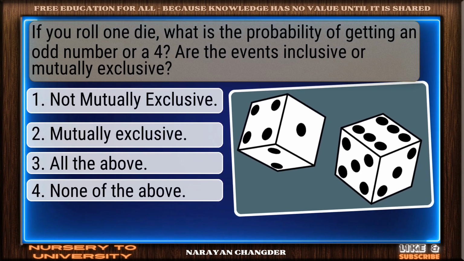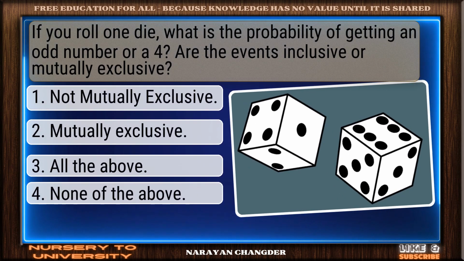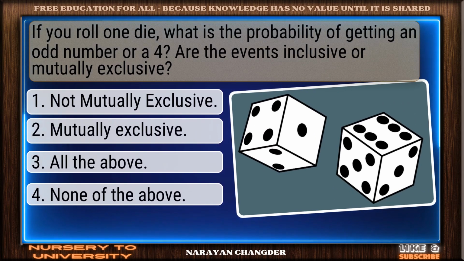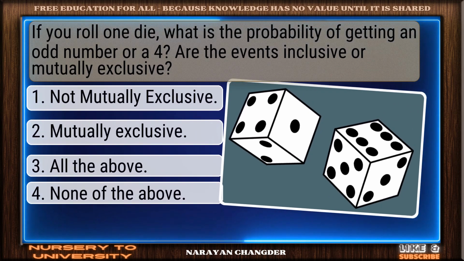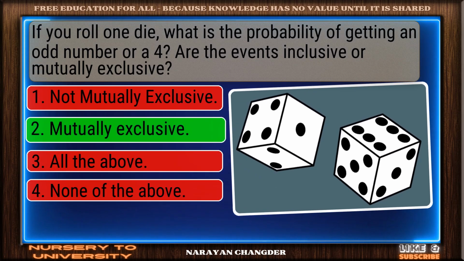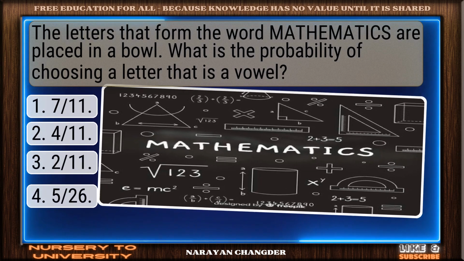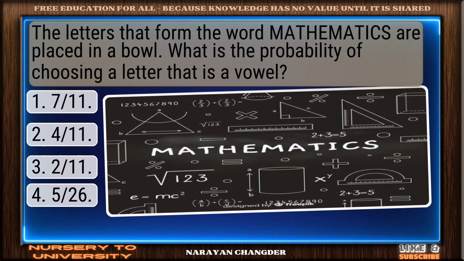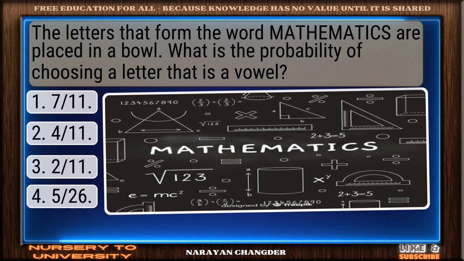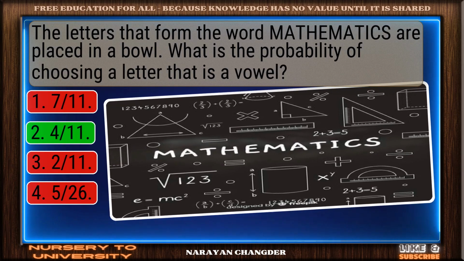If you roll 1 die, what is the probability of getting an odd number or a 4? Are the events inclusive or mutually exclusive? Right choice. Mutually exclusive is best. The letters that form the word mathematics are placed in a bowl. What is the probability of choosing a letter that is a vowel? 4/11 is the answer.